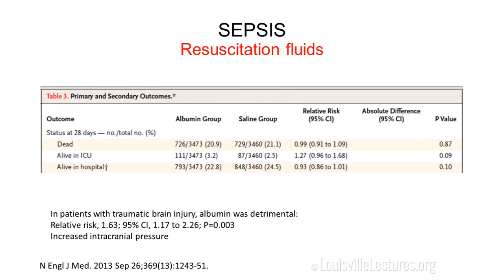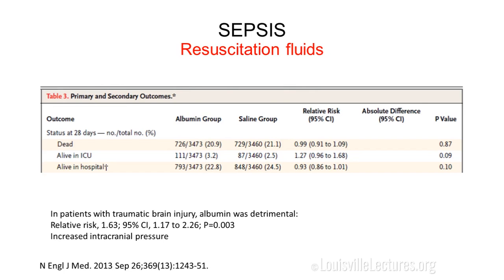And what they found was that the mortality was similar in the group that got albumin, which was 20.9%, and in the group that got saline, which is 21.1%. So the difference was not significant. So they are equivalent, albumin and saline. So albumin is more expensive, therefore your fluid of choice should be a crystalloid.